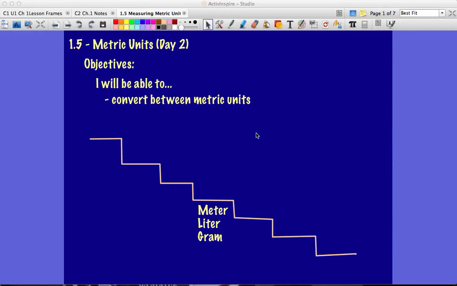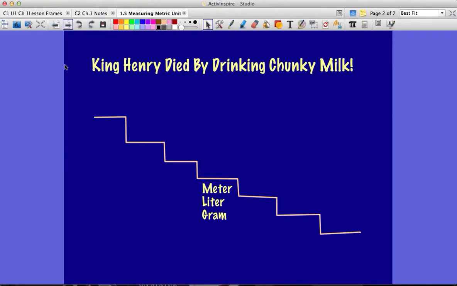Welcome to Lesson 1-5, Day 2, Metric Units. Today we're going to talk about how to convert between metric units. I'm going to go out on a limb here and say that after we're done with this lesson, a lot of you are going to wish that we actually used the metric system as opposed to the customary system, because it is a lot easier to convert between these units than it is to convert between customary units.